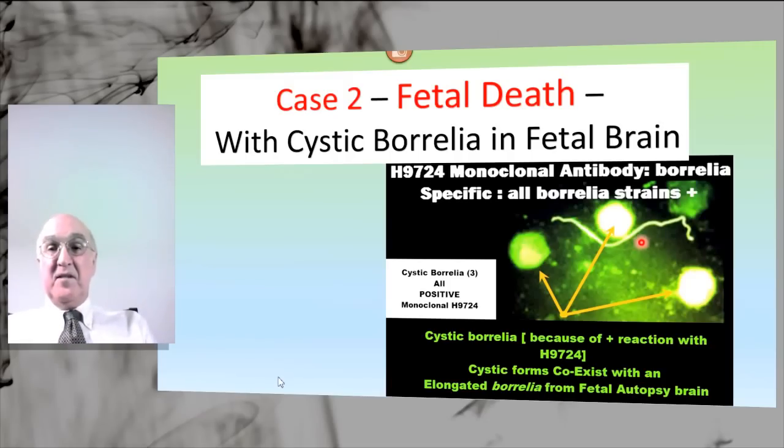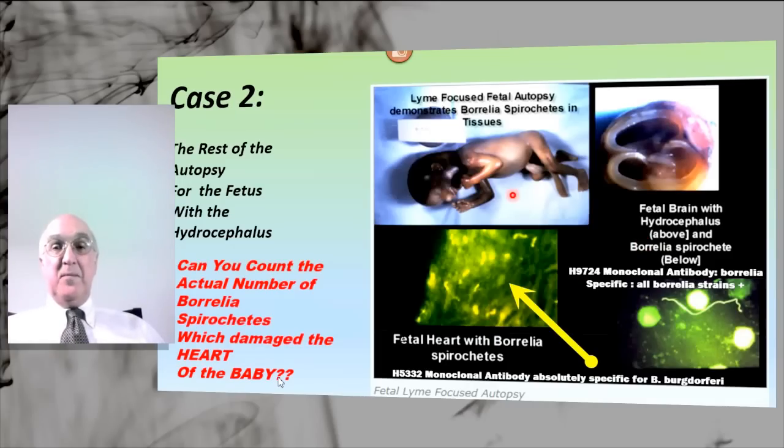Here's elongated Borrelia. And here's the rest of the story. This is the baby. This is the brain, hydrocephalus, the 3 cystic forms, the elongated spirochete, and then this is the fetal heart. Now here's a question for you. Can you count the actual number of Borrelia spirochetes which damage the heart of the baby? This is one section. This is 3 microns thick. Can you imagine how many more spirochetes were in other parts of the heart? We only took a sample of one section with one slide and stained it and looked at it under the microscope. There are thousands of other slides that could be prepared from the heart.